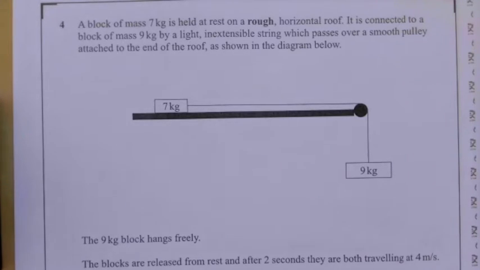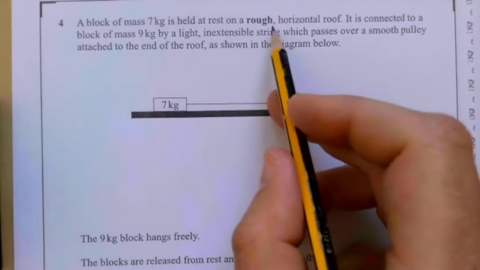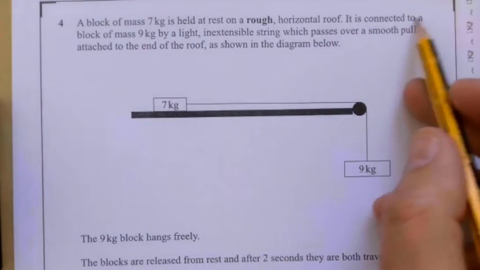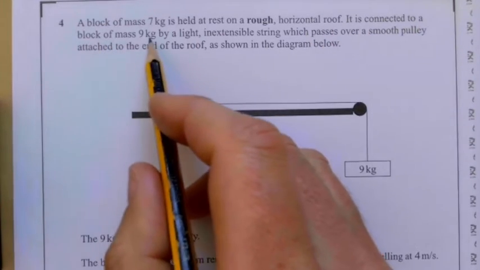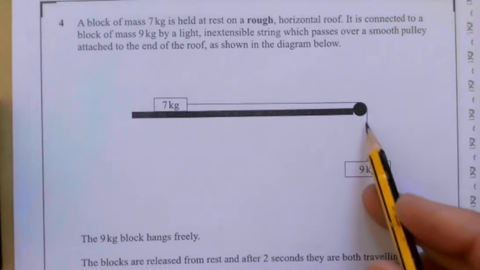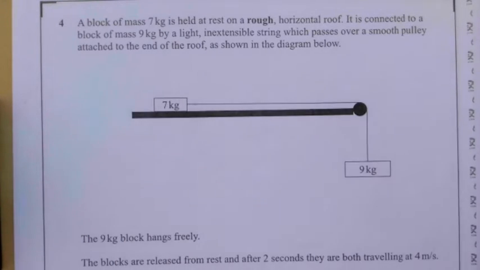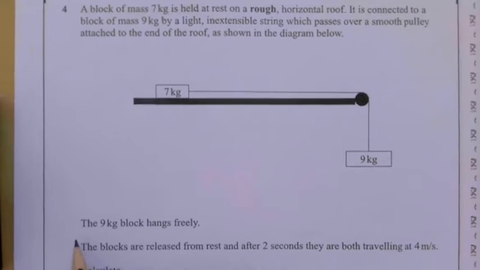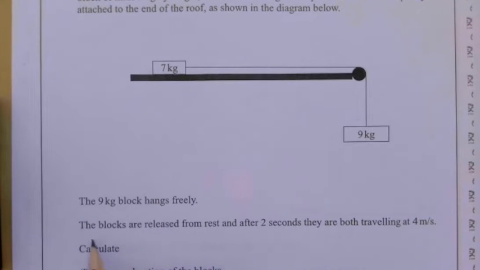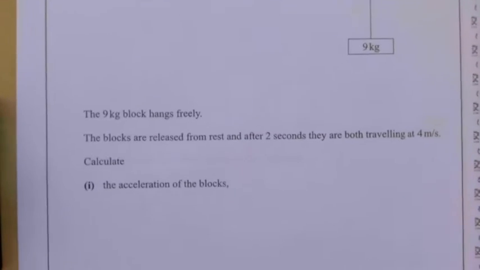Question 4. A block of mass 7 kilograms is held at rest on a rough horizontal roof. It is connected to a block of mass 9 kilograms by a light inextensible string which passes over a smooth pulley attached to the end of the roof as shown in the diagram below. The 9 kilogram block hangs freely. The blocks are released from rest, and after 2 seconds they're both travelling at 4 meters per second. Calculate the acceleration of the blocks.